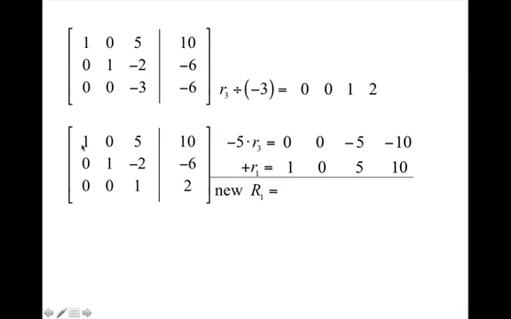Well, if you notice, row 1 starts with a 1 and a 0, and I do not want those to change. So if I add 0 plus 1, I get my 1. 0 plus 0, I get the 0. So they did not change. If those had changed, you did your step wrong. Next, I wanted the 5 to become a 0. Well, -5 plus 5 gives me the 0 that I wanted. And then I have -10 plus 10 is also a 0. So my new row 1 becomes 1, 0, 0, 0. And keep rows 2 and 3 the same.